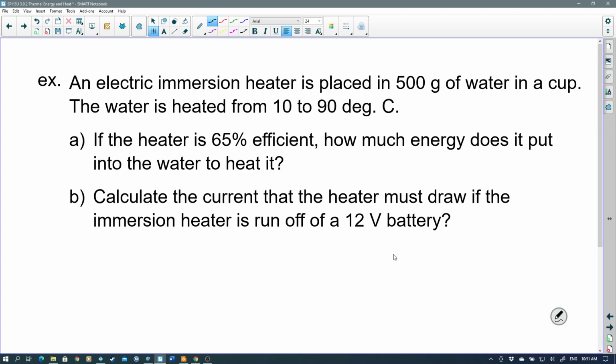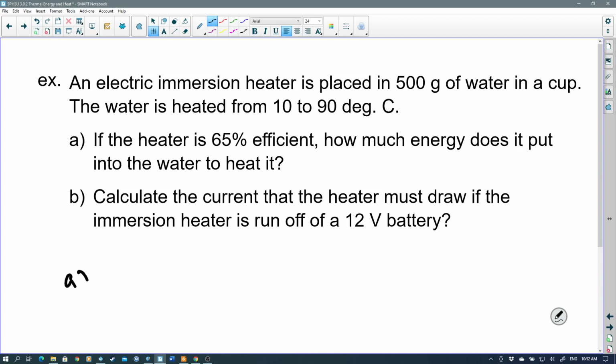Here's a good question that mixes both what we learnt in electricity along with what we're learning now with energy. Since transfers of energy can happen between different types of energy, here we have a situation where you're having electrical energy transformed into heat energy to heat a cup of water. So it says an electric immersion heater is placed in 500 grams of water in a cup. The water is heated from 10 to 90 degrees Celsius. If the heater is 65% efficient, how much energy does it put into the water to heat it?